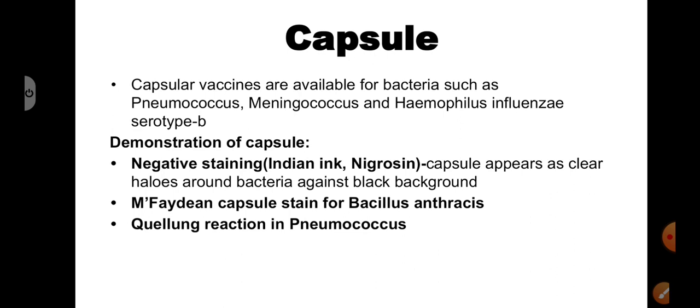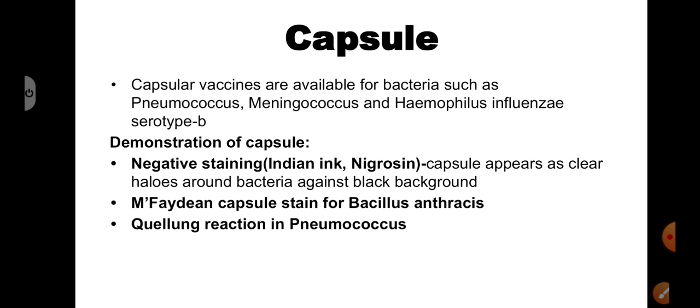Scientists have also made vaccines using the capsule as the main source. So there are capsular vaccines available against Pneumococcus, Meningococcus and Haemophilus influenzae bacteria. And how do you demonstrate the capsule? We have already studied that it is demonstrated by negative staining, where you use India ink. So you take a glass slide, place a drop of India ink or Nigrosin, any stain, then add the clinical material to it, place a cover slip and observe under the bright field microscope.